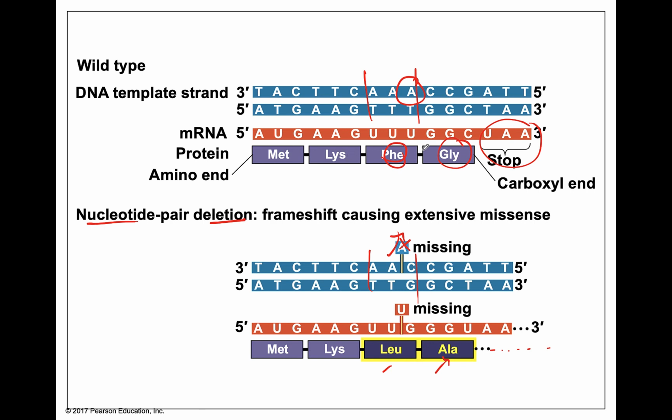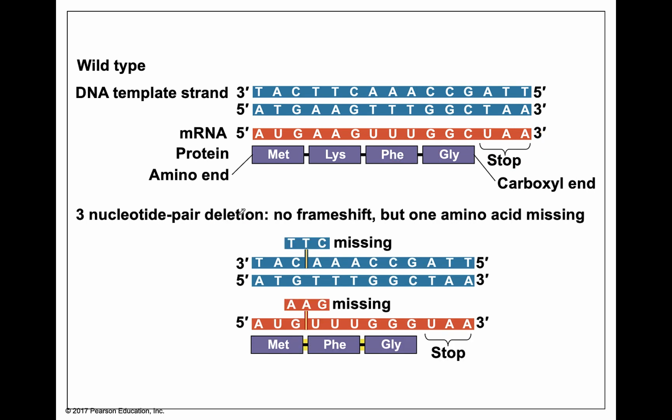So it was supposed to be 4 nucleotides long. It was supposed to be 4 amino acids long and then stop. But now we're going to have it being 4 amino acids long with the wrong ones, and then it's just going to keep on going. So this is another problem with a frame shift.